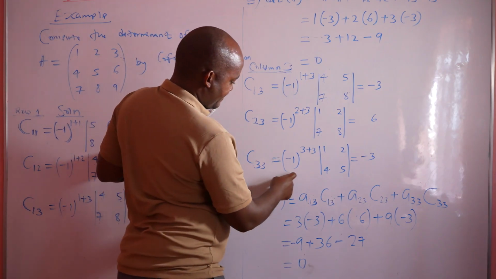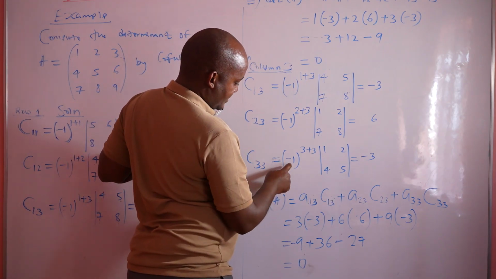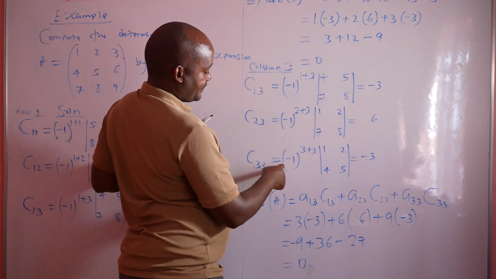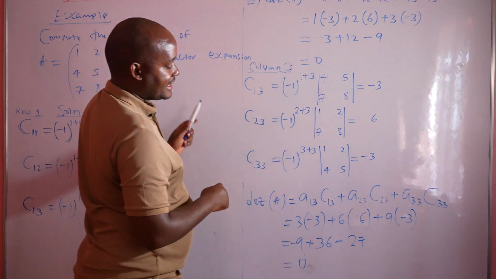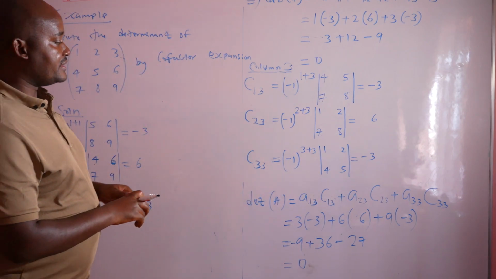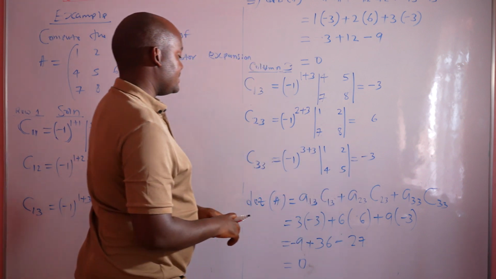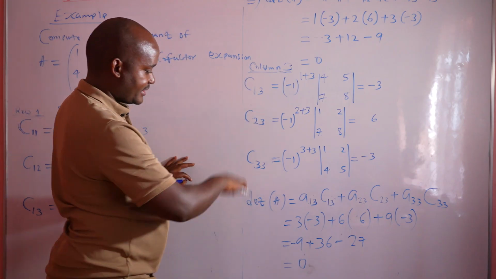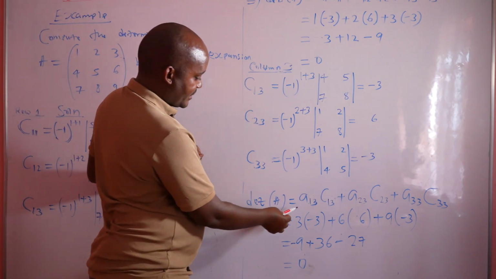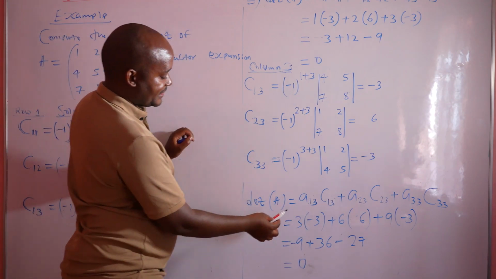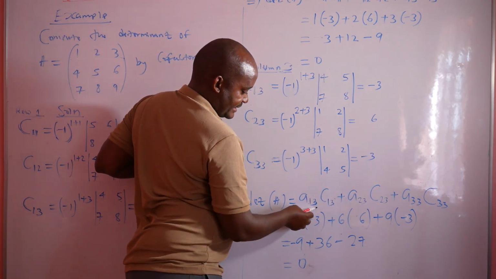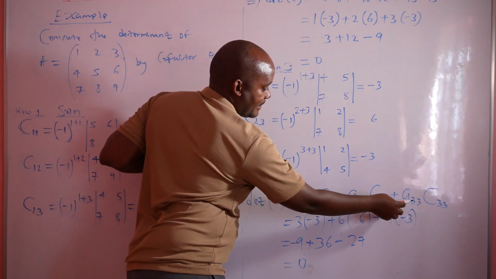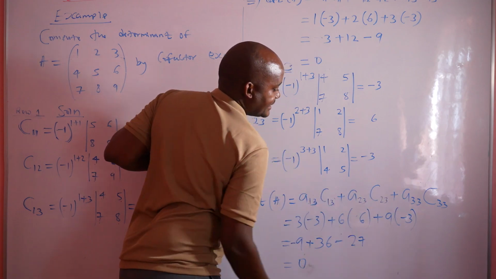But -3 multiplied by this, it will be just -3, because this is -1 raised to the power of 6, which is an even number. So -1 raised to an even number, we say that it is +1. So +1 times -3, you get -3. Therefore, the determinant of A along column 3 will be equal to A13 multiplied by C13 plus A23 multiplied by C23 plus A33 multiplied by C33.